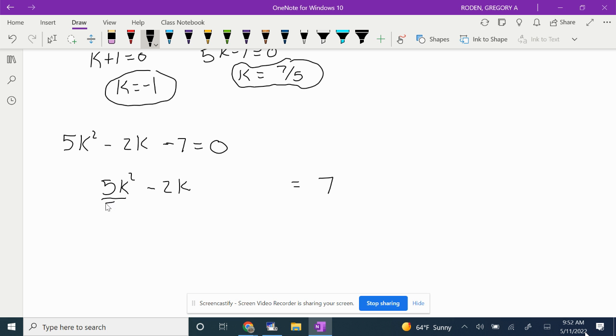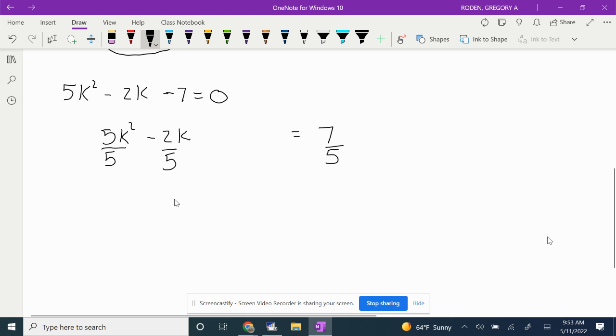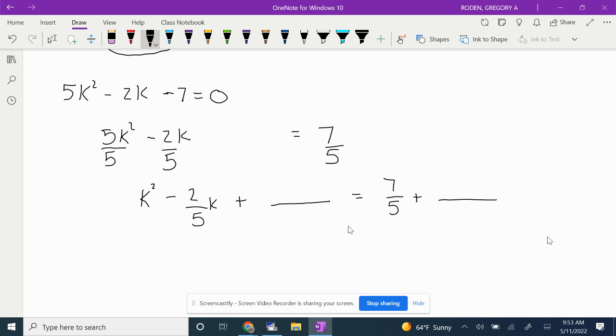All right, so we're going to divide everything by 5, everything by 5, everything by 5. Y'all see that? So when you complete the square, you've got to make that A coefficient into a 1. If it's not, you've got to do extra work for it. And this one's going to get a little bit of the ugly fractions. This is when I said in the video, I just stopped it and said, I'm just going to do this when we get back. Okay, so now you have K squared minus 2/5 K plus whatever my new C is going to be equals 7/5 plus whatever my new C is going to be. I've got to add that new C to both sides.